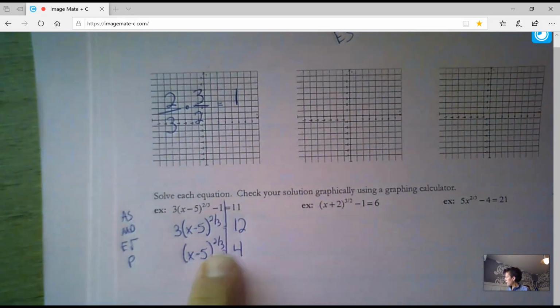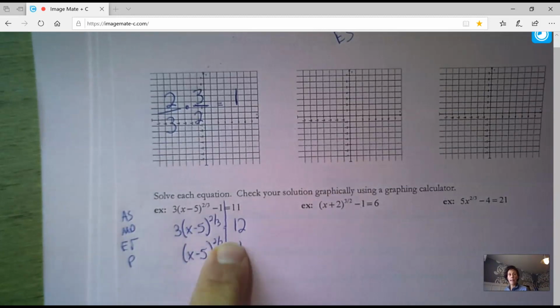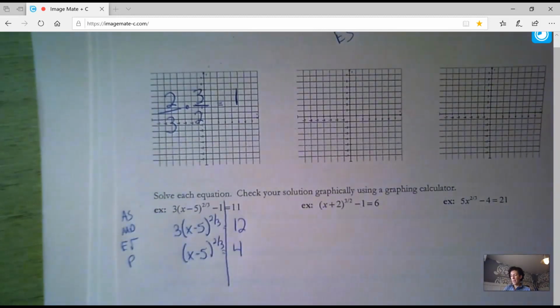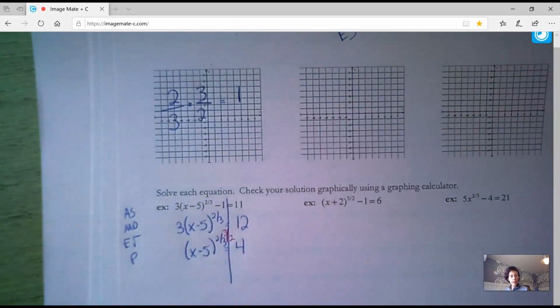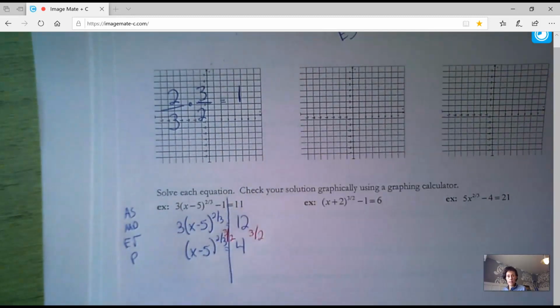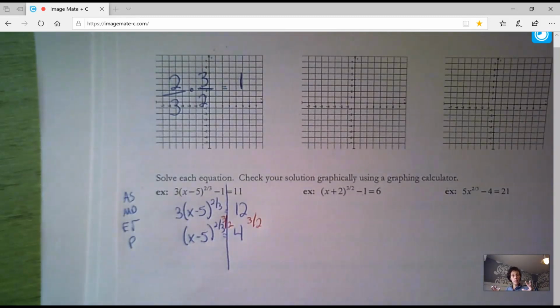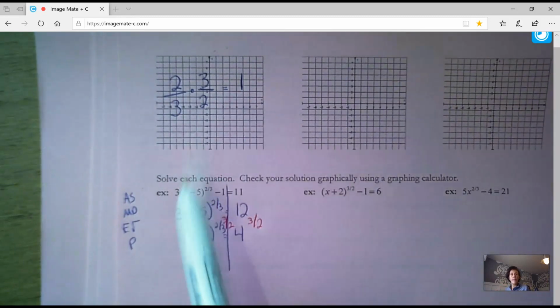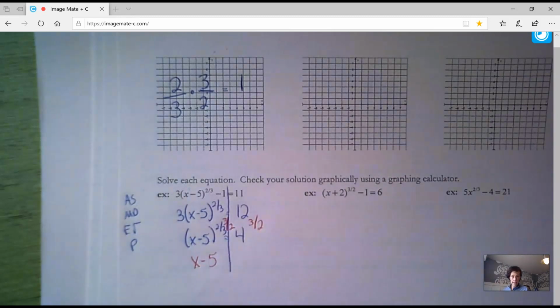So now what I want to do is get rid of this 2/3 power. So what I'll do is take this whole side to the 3/2 power. And I really don't have that much room here. I didn't plan that out very well. But I'm going to take this to the 3/2 power, and that means I'm going to take the 4 to the 3/2 power as well. So what happens is this 2/3 to the 3/2 power, these are exponents that are going to multiply to each other. They become 6/6, like I talked about up here, which is just 1. And again, they don't typically write the first power, so it just becomes x minus 5.